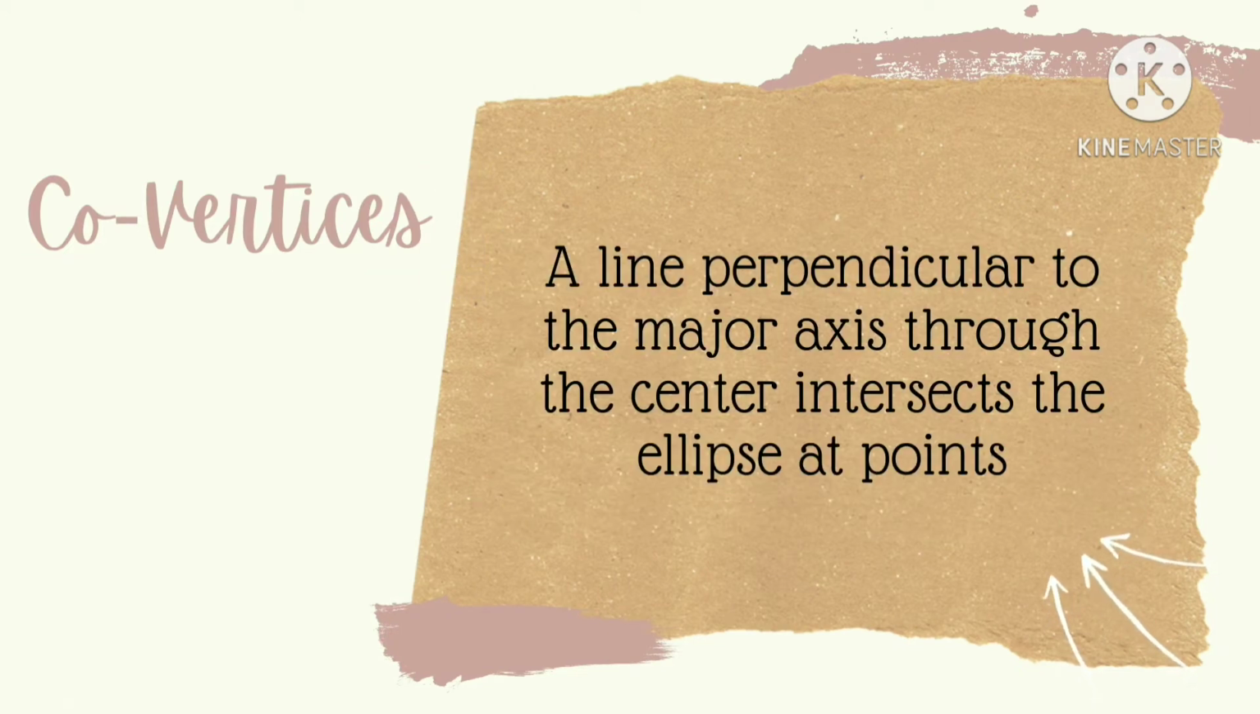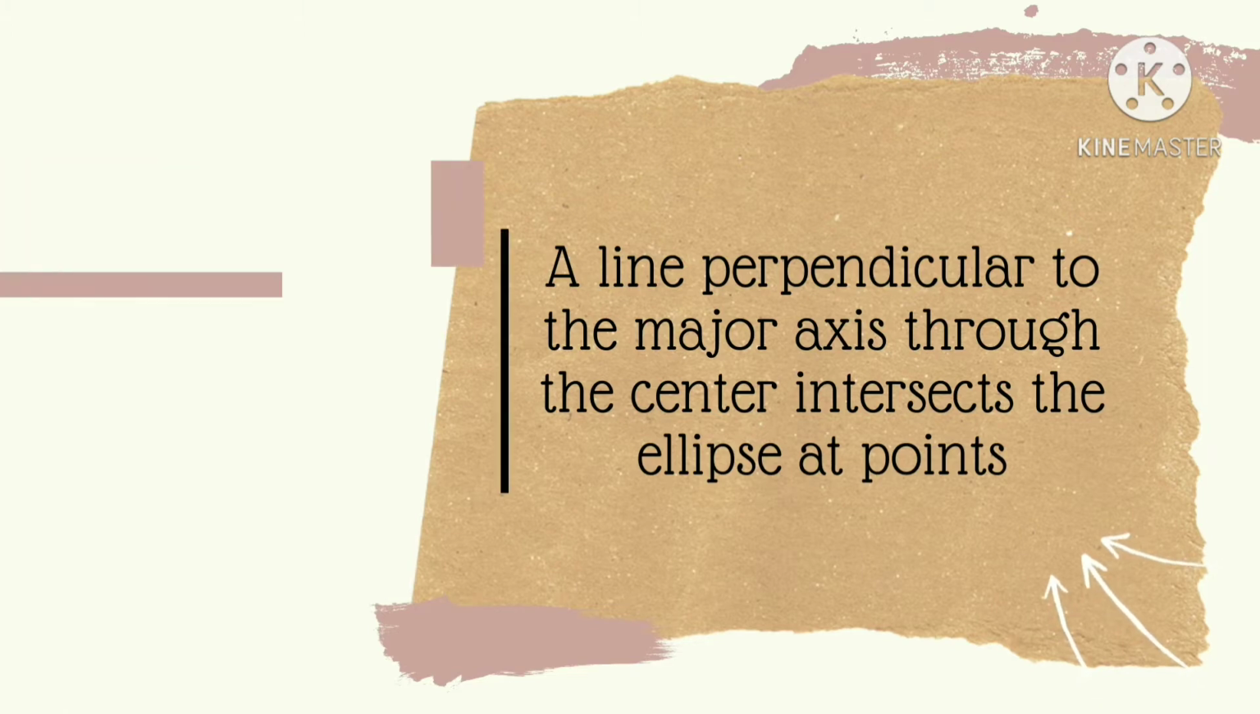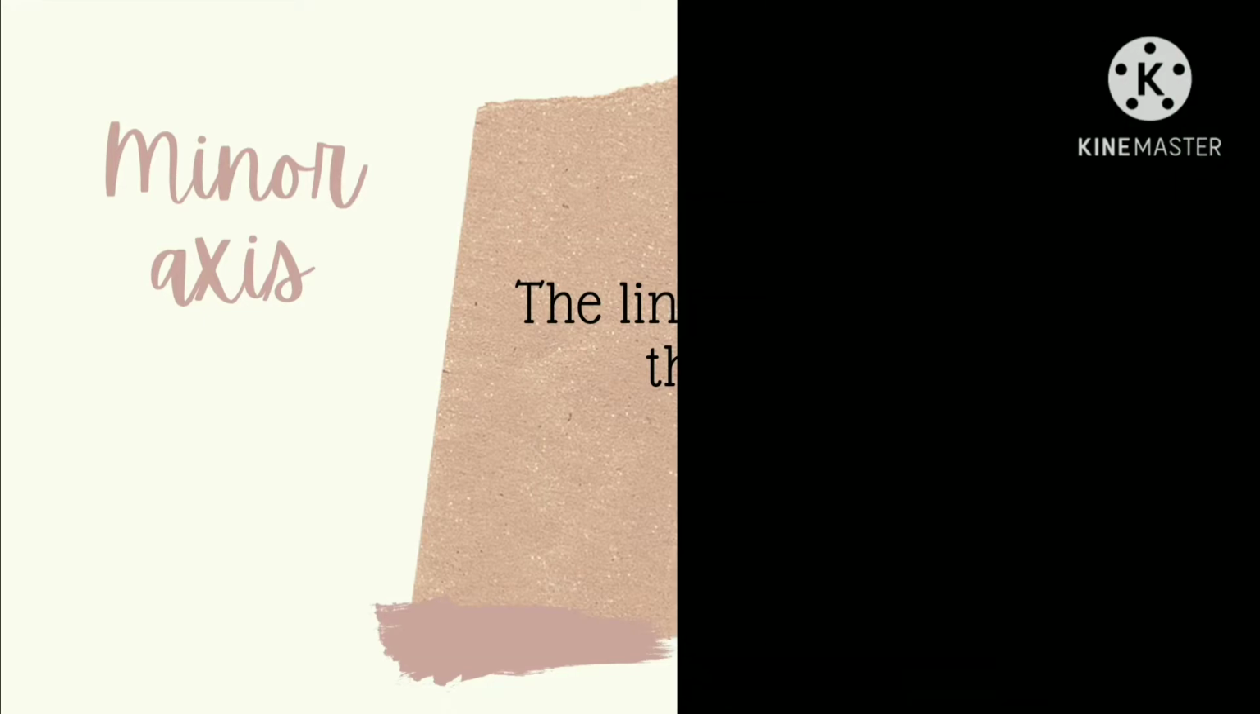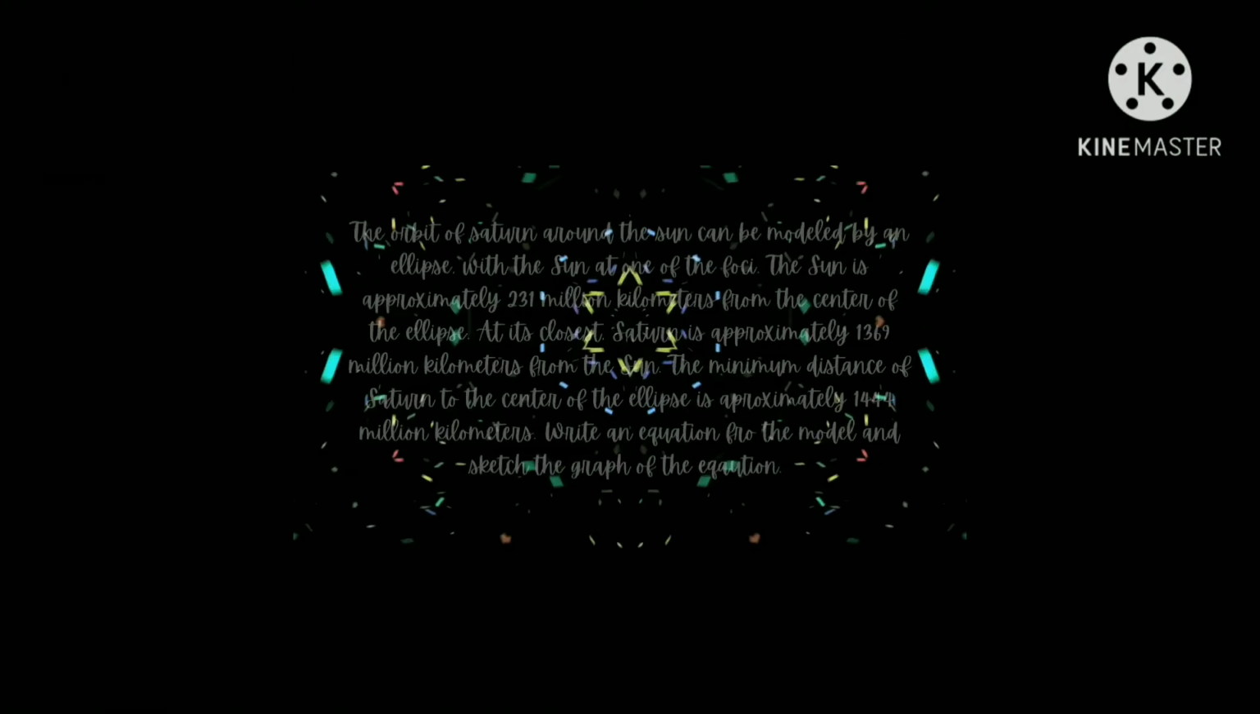Covertices: a line perpendicular to the major axis through the center intersects the ellipse at two points. Minor axis: the line segment between the covertices. And now let's go to the problem and solve it.